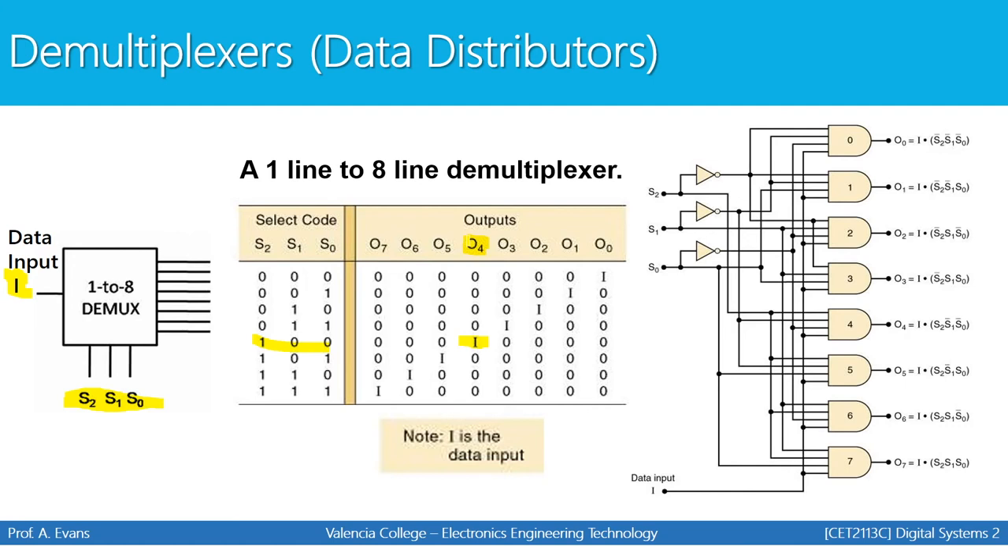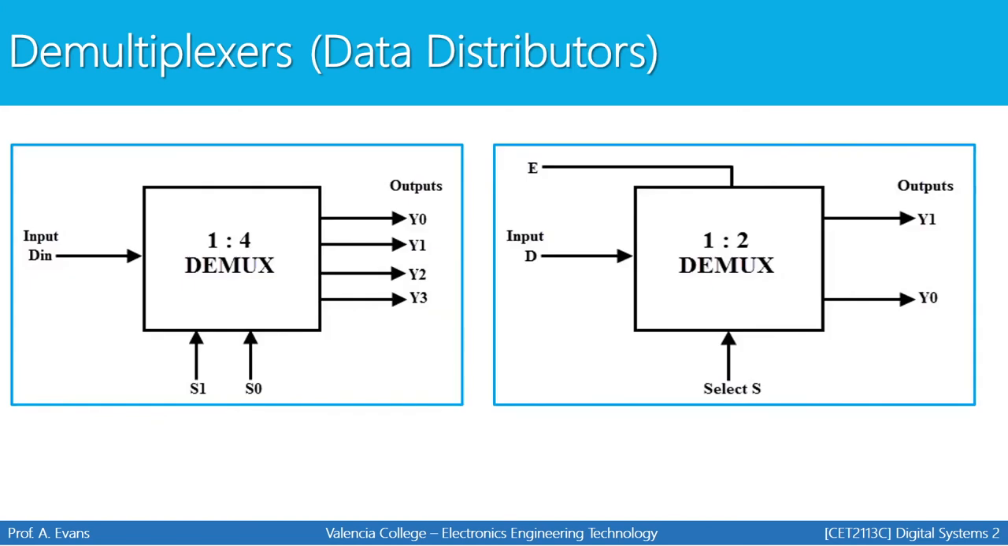And to the right, you can see the internal circuitry for a demux. Here's your input data I that goes to every single AND gate. And your AND gate will only be high depending on your inputs, select 0, select 1, and select 2. Here's an example of a 1 to 4 demux. One piece of input data goes in here. Your select lines determine where your input data goes, Y0, Y1, Y2, or Y3. Here's a 1 to 2 demux with the same idea.